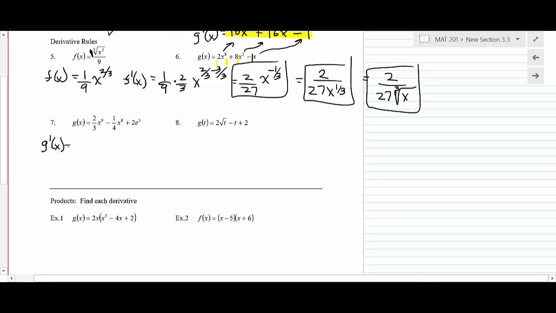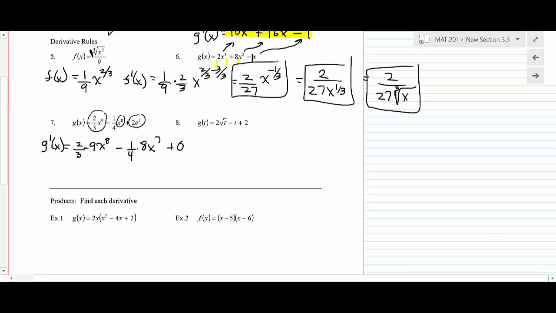Okay, the next one, g prime of x. I'm just going to do each piece separately. So I'm going to write down the 2/3. The derivative of x to the 9th is 9x to the 8th. Okay, that's your power rule. Then I bring down the minus. I write down the 1/4. And the derivative of x to the 8th is 8x to the 7th. All right, what did you put for the derivative of 2e to the 5th? Oh, outstanding. Okay, not 10e to the 4th. Everybody got that? E is a constant. It's not a variable, so that's 0. Okay, so we have that.